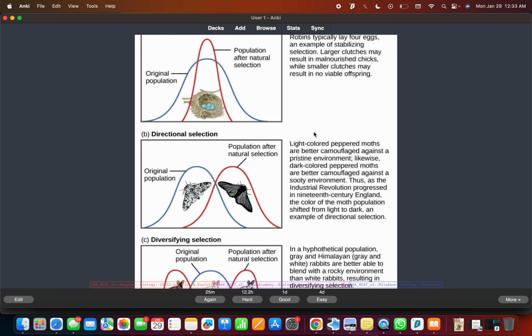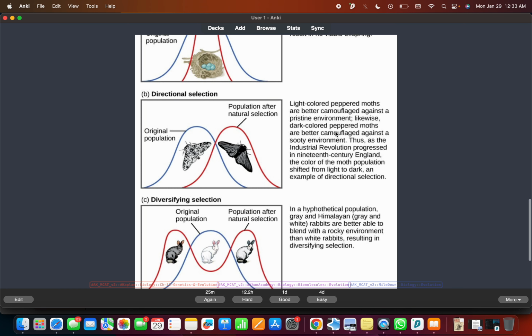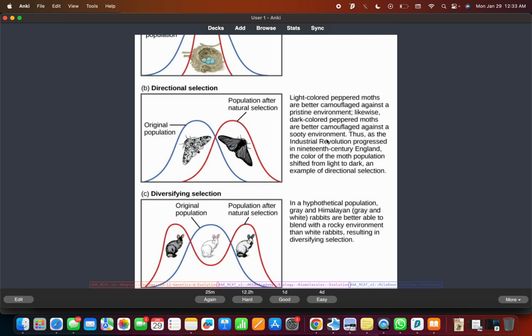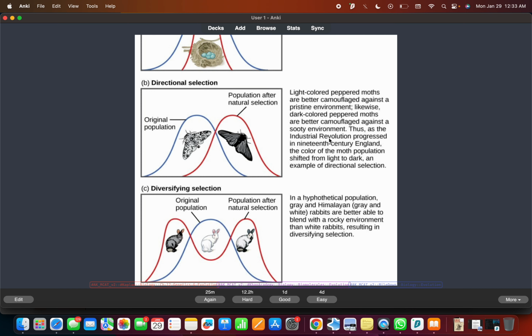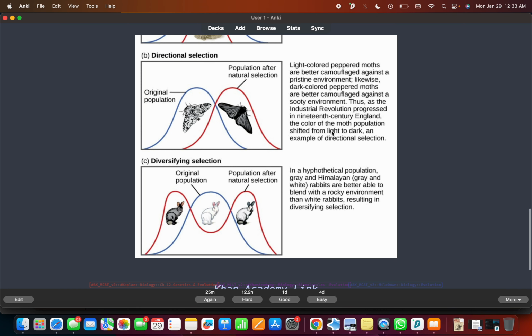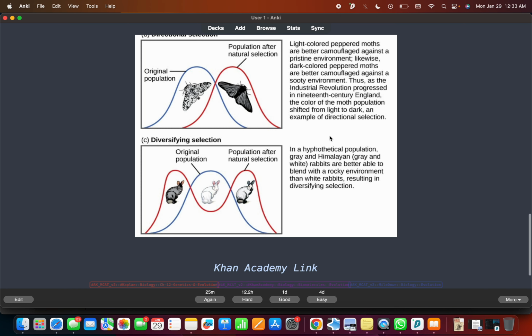Then we have this one, which is for directional. Light colored peppered moths are better camouflaged against a pristine environment. Likewise, dark colored peppered moths are better camouflaged against a sooty environment. Thus, as the Industrial Revolution progressed in 19th century England, the color of the moth population shifted from light to dark, an example of directional selection.